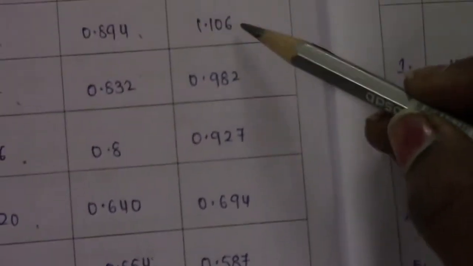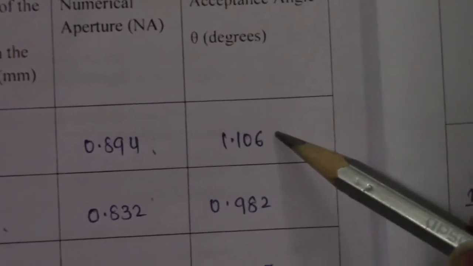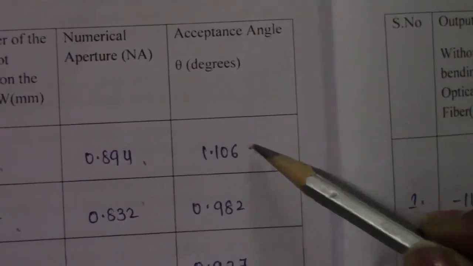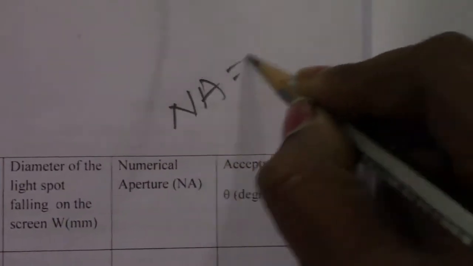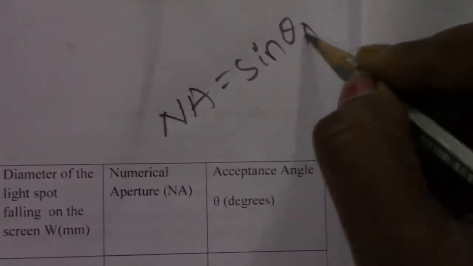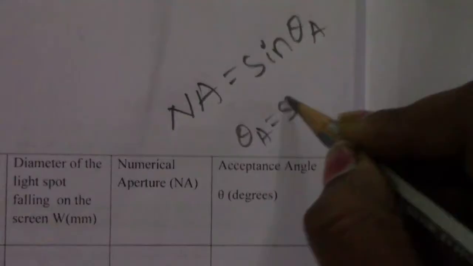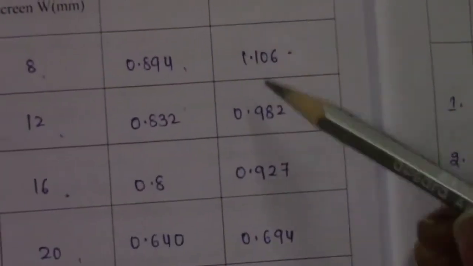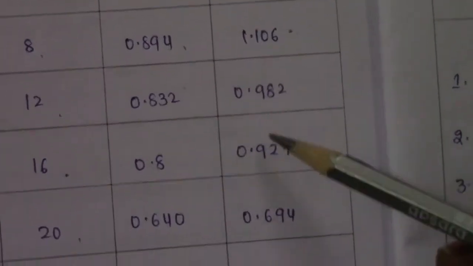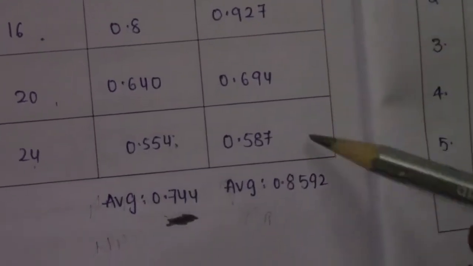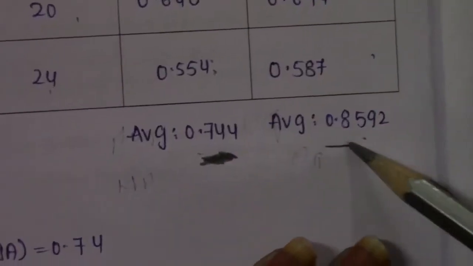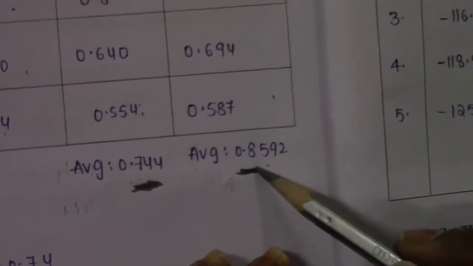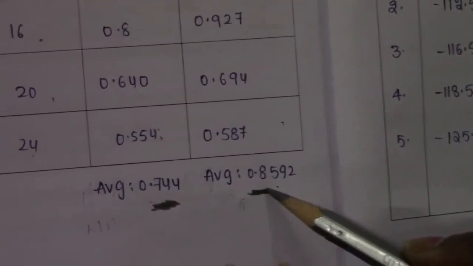I also calculated the value of acceptance angle. You know the definition of numerical aperture in another way, no? Sine of acceptance angle is also called numerical aperture. So NA is equal to sine theta A. From that, theta A is equal to sine inverse of NA. So like that you need to measure all these theta values for each and every NA. Finally, take the average of all these 5 readings. So this is my average acceptance angle for these readings. So that's all for numerical aperture.